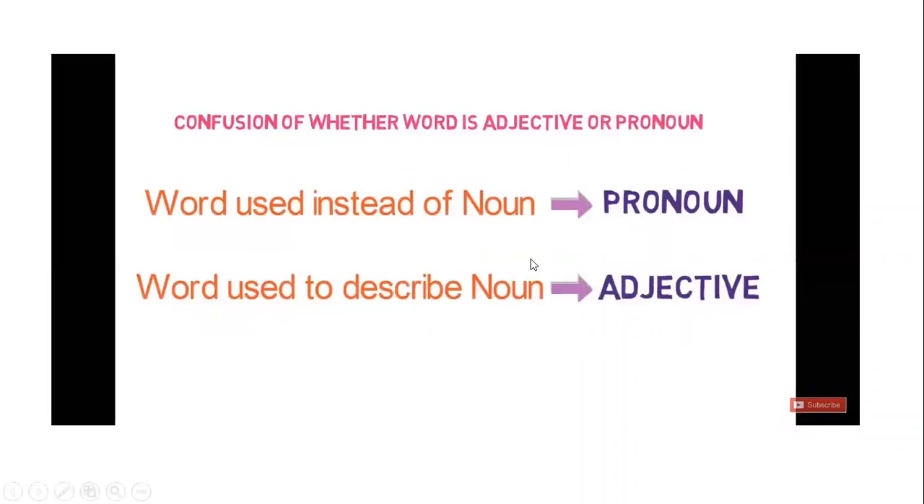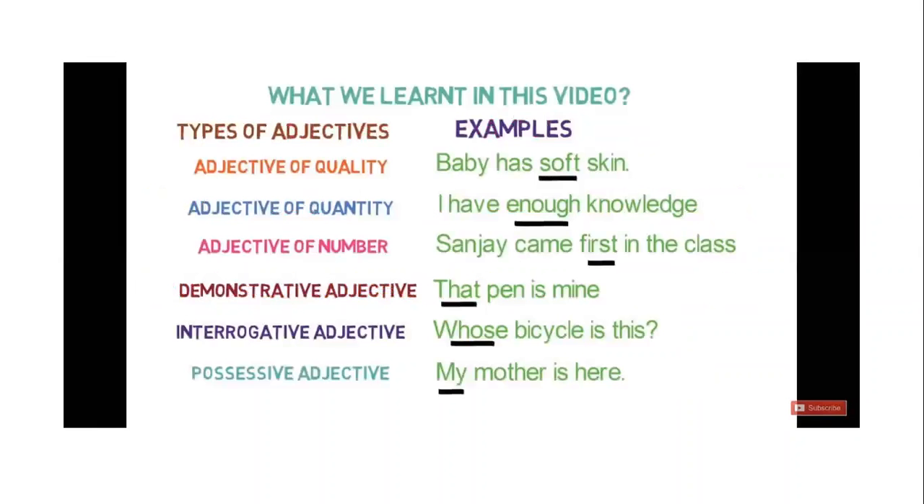Now, confusion of whether a word is an adjective or pronoun. Now listen beta, a pronoun is a word used instead of noun, but an adjective is a word that describes the noun, that adds further to the meaning of the noun. It supports noun, it defines noun, it colors noun. So you must bear this difference in your mind.